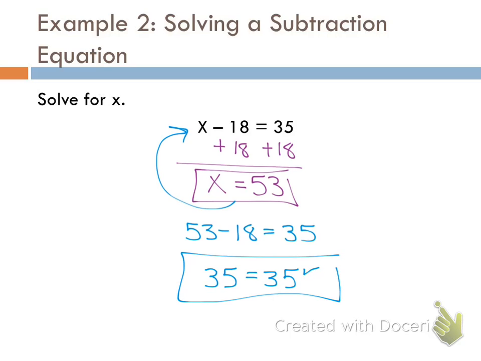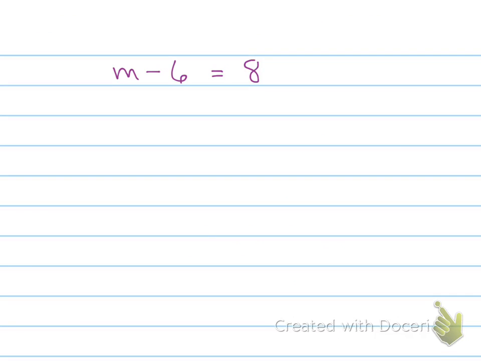Okay? All right, so basically, guys, it's the same thing, except now I'm just doing a different operation to get my variable by itself. All right, so let's solve m minus 6 equals 8. What do I do to solve for m?